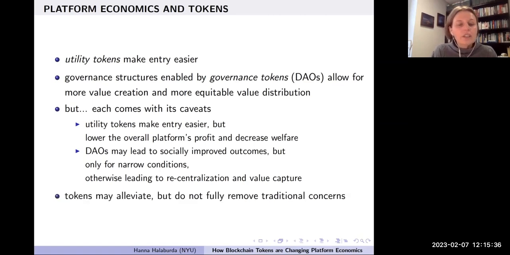So in the end, overall, what we are arguing is that tokens may alleviate, but they do not fully remove, traditional concerns. And knowing the conditions when they are useful and when they are not necessarily helpful will be helpful for judging whether tokens are a useful tool to be implemented in applications or not.